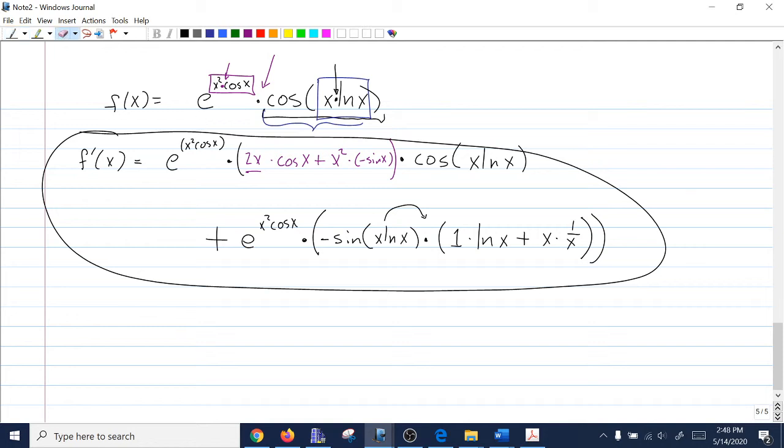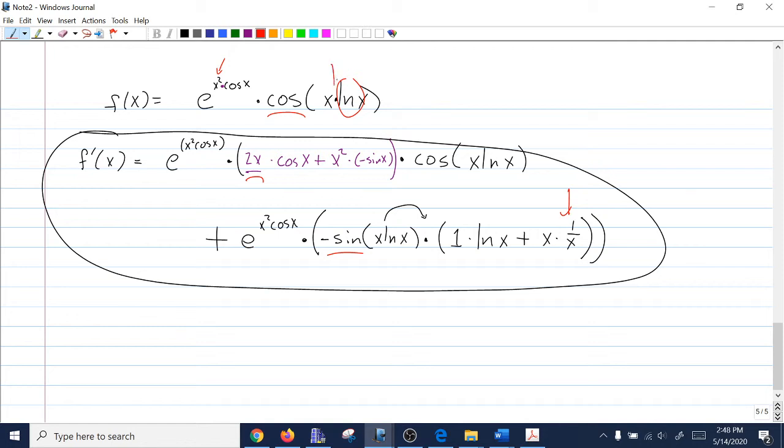There's a thing we're thinking about in these big long ones, which is that when you do these things, everything in sight should have had its derivative taken at some point. This ln x, did it get derivative? Yeah, it was right here. This x squared, did it get derivative? Yeah, it was right here. How about this cosine? It's over there as negative sine.